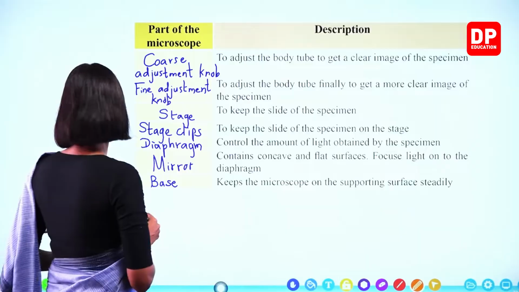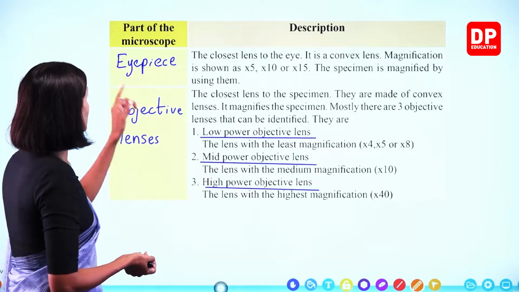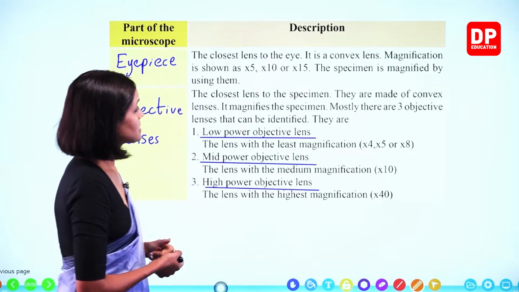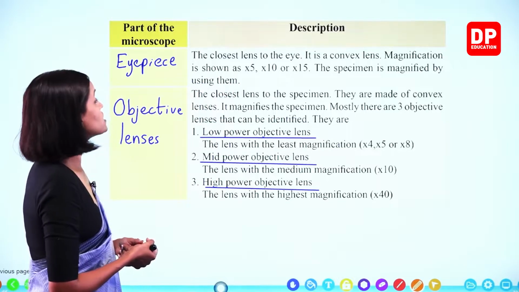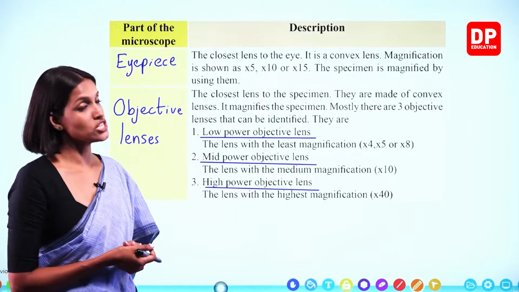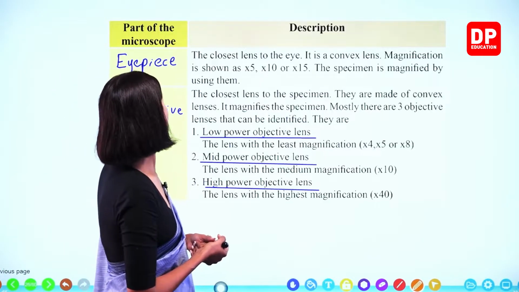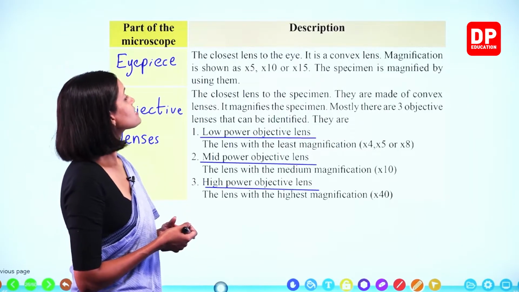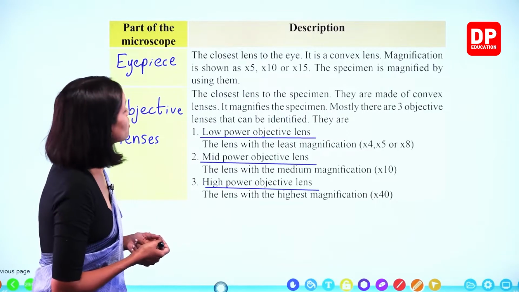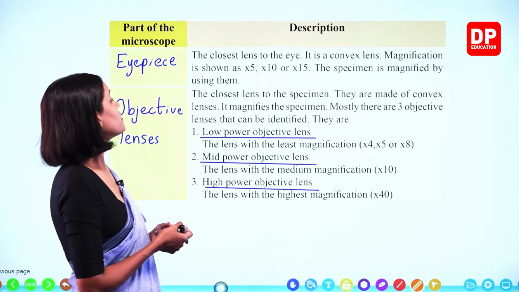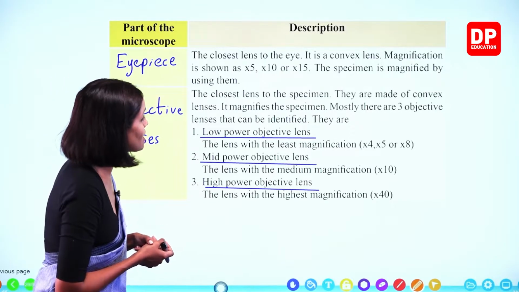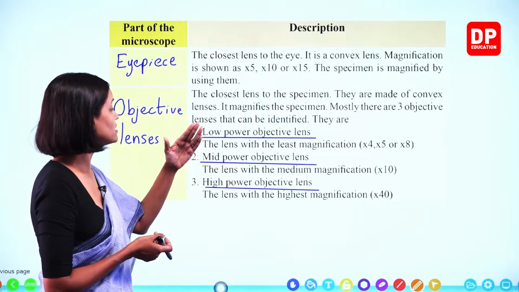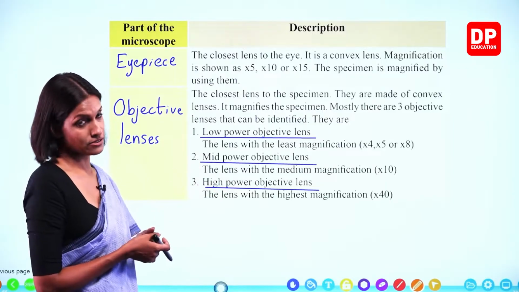Right, children? We'll go through this again. Eyepiece, the closest lens to the eye. It's a convex lens. Magnification is shown as 5 times, 10 times or 15 times. The specimen is magnified by using them, right? Objective lenses, the closest lens to the specimen. They are made of convex lenses. It magnifies the specimen. Mostly there are 3 objective lenses that can be identified. They are low power, mid power and high power, right?